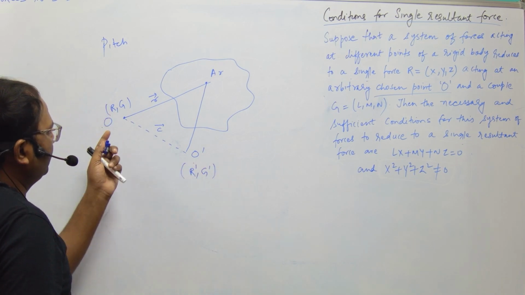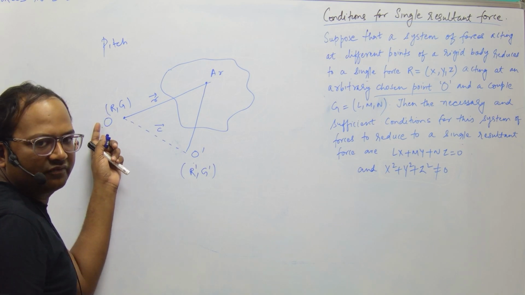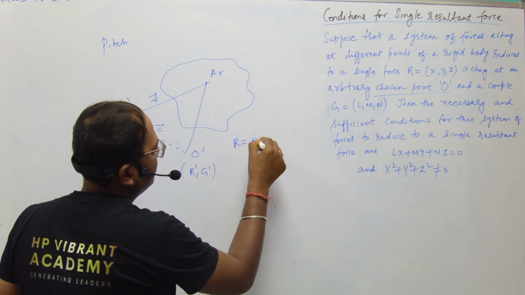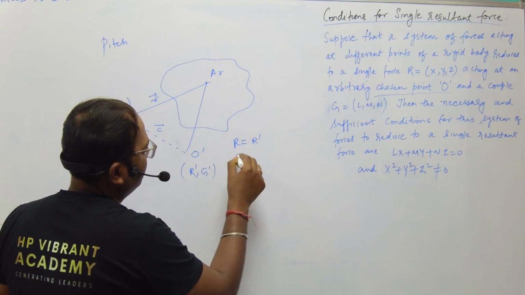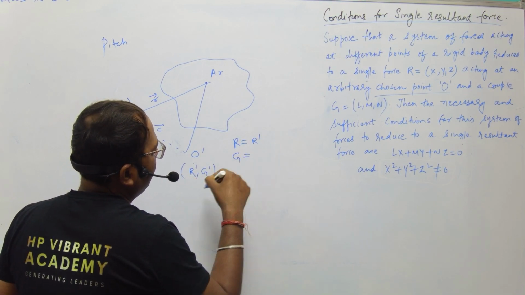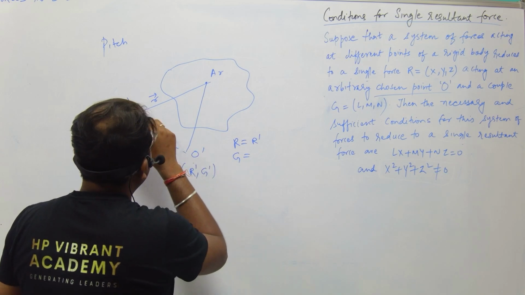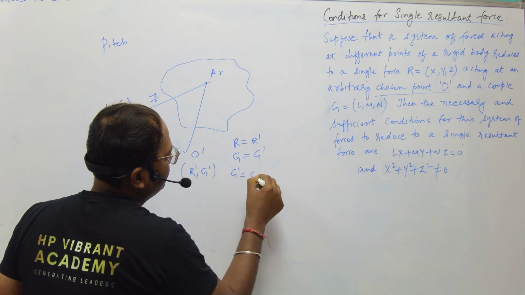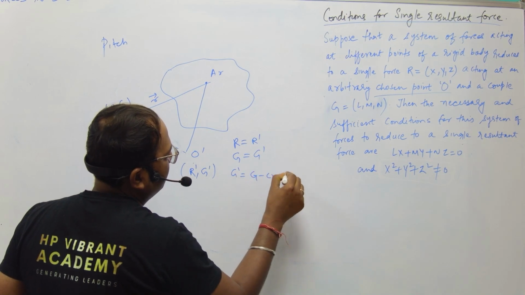We have studied that on changing the base point from O to O dash, there is no change in the resultant, that is, the resultant will remain the same. So R is equal to R dash, but the couple of moment is not the same, that is, it changes from G to G dash. And we have G dash is equal to G minus C cross R.